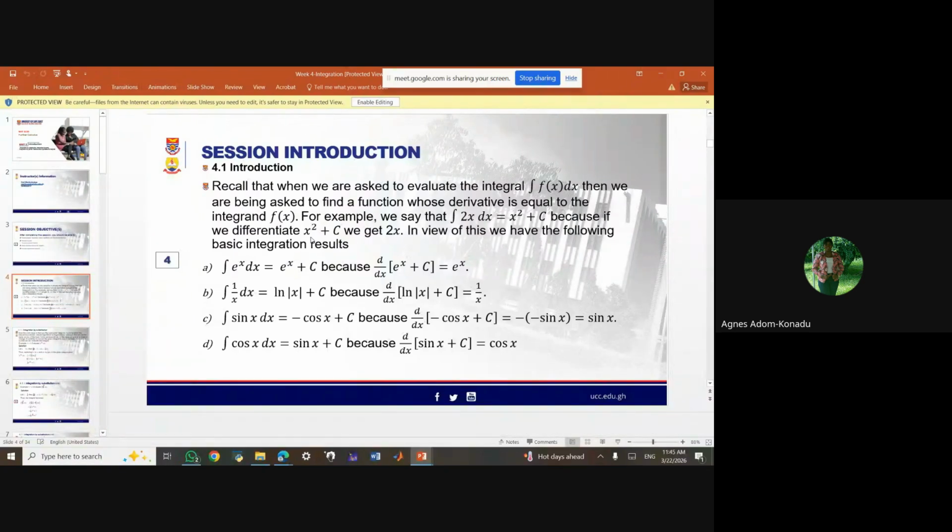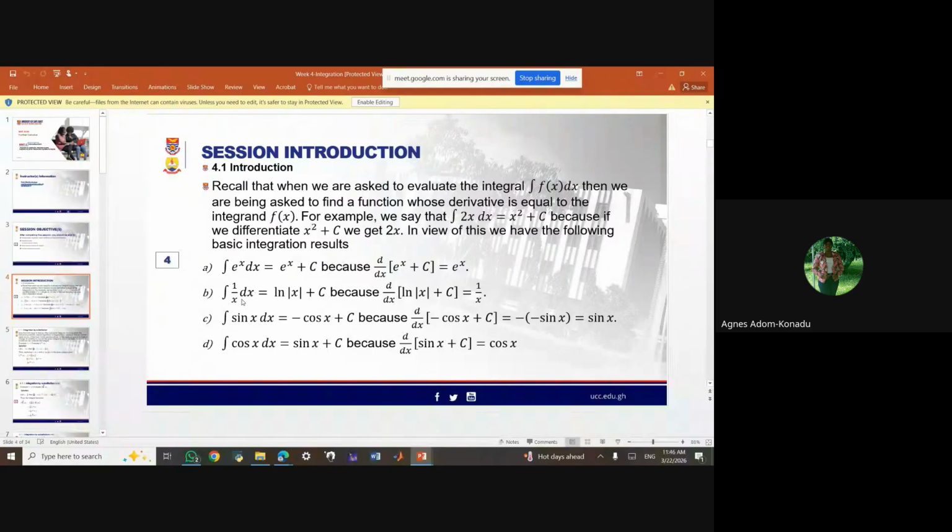In view of this, we have the following basic integration results. Just revising, we know that when we differentiate e to the power x, we get e to the power x. So when we integrate e to the power x, we have to get e to the power x. But we have to add a constant c, because anytime we differentiate a function plus a constant, we're going to get the integrand. So the integral of e to the power x dx is e to the power x plus c.